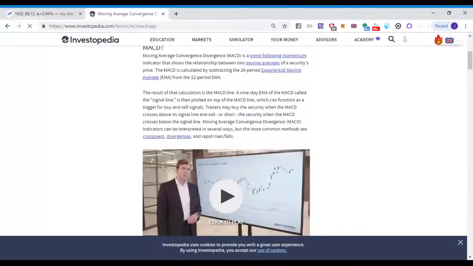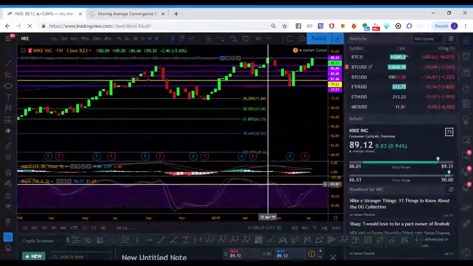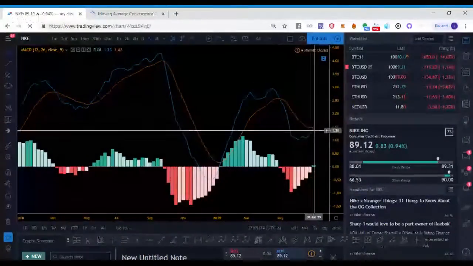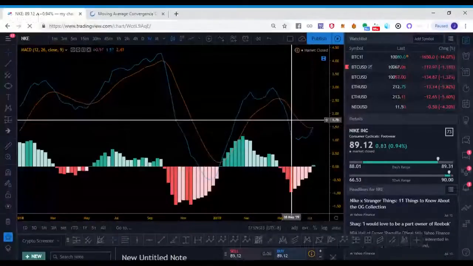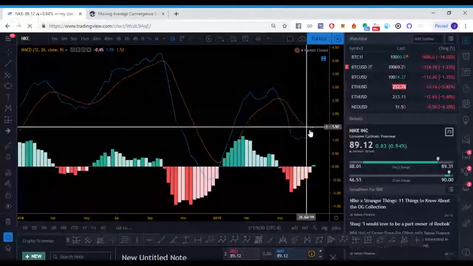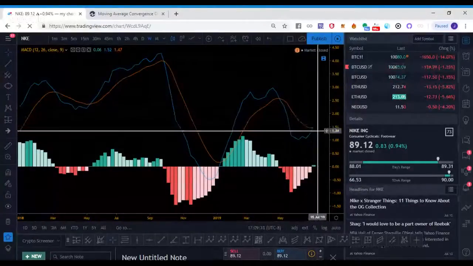Traders. Okay. The result of the calculation is the MACD line. A 9-day EMA of the MACD, called the signal line, is then plotted on top of the MACD line, which can function as a trigger for buy and sell. So what they're saying is that the signal line is a trigger for buy and sell signals, just like how it just triggered me to say, Nike's kind of bullish. That's because we have this MACD finally crossing over our signal line. The whole time right here, we had a nice disparity between the signal line and the MACD line. You're just getting that crossover right now. That's what you're looking for.